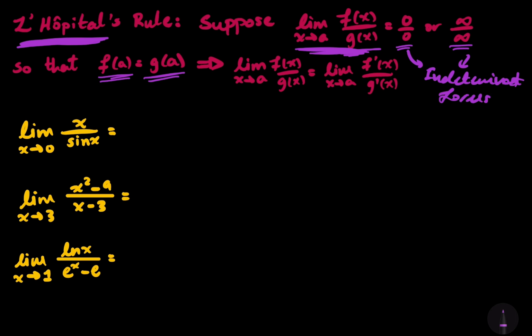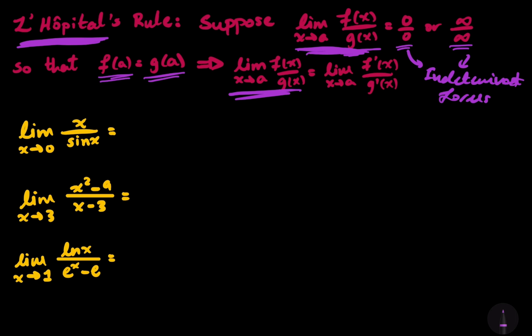If we have the limit of some rational function that yields one of the indeterminate forms, such that f of a is equal to g of a, right? Then this limit over here can be evaluated by taking the derivative of the numerator divided by the derivative of the denominator. So essentially it tells us that if we take the limit as x approaches a of f of x over g of x of some rational function, and that gives us either 0 over 0 or infinity over infinity, then this limit can be evaluated by simply taking the limit as x approaches a of f prime of x over g prime of x.